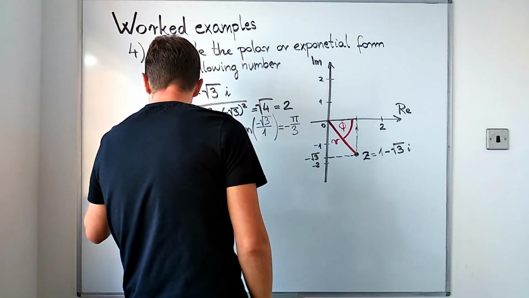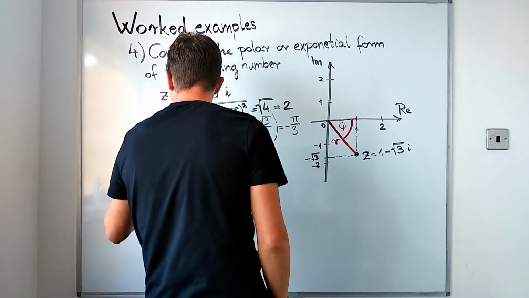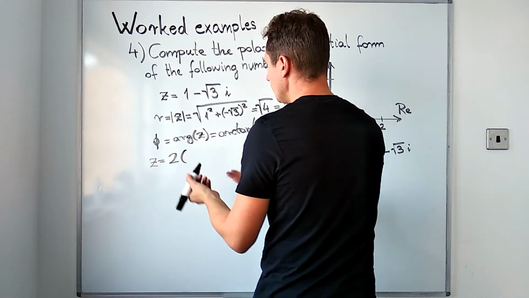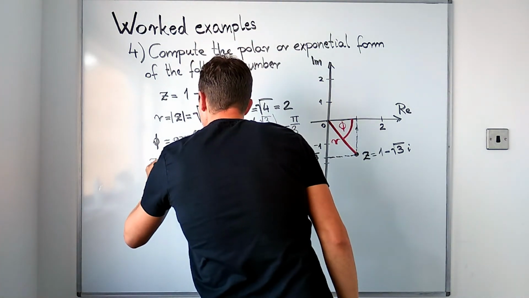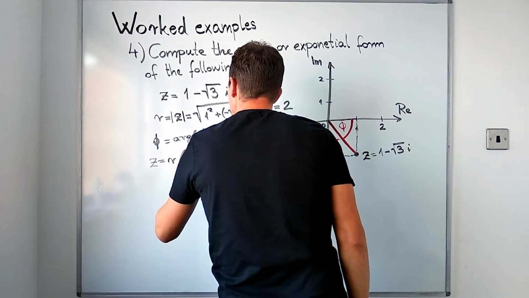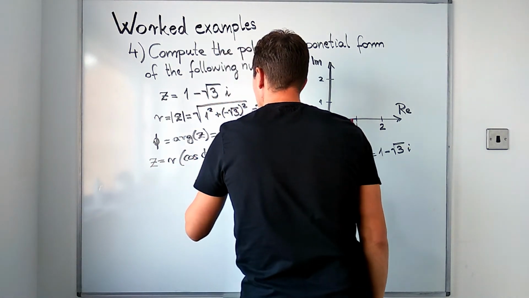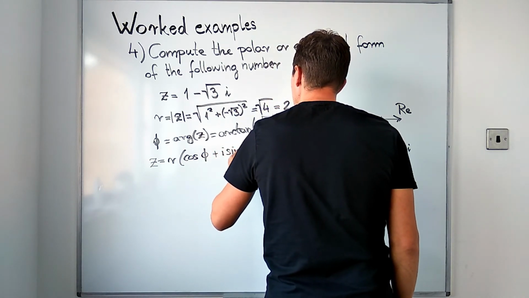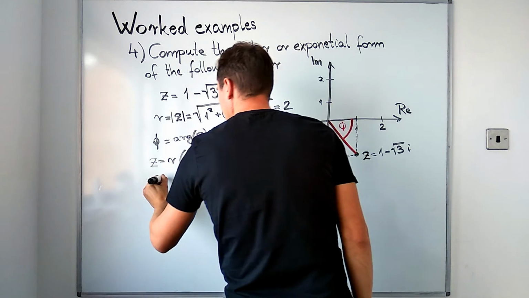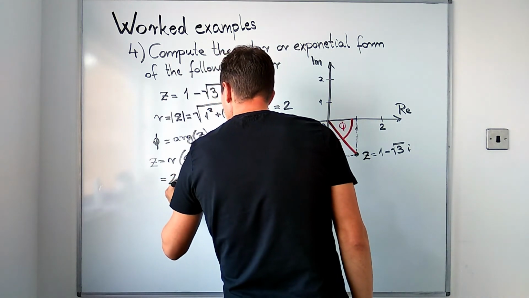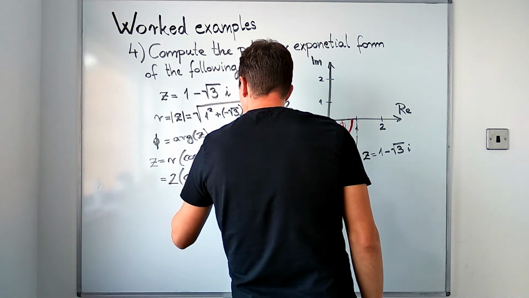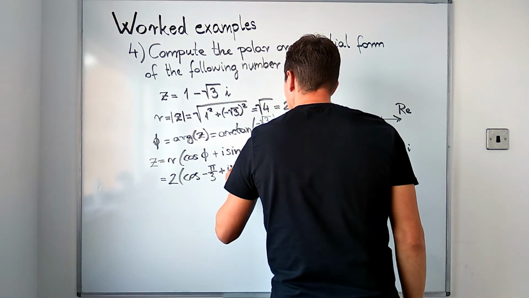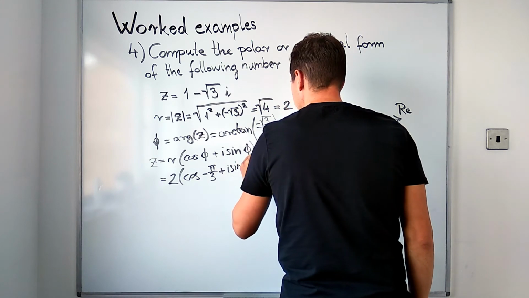Okay, so now we are ready to write our complex number in its polar form, which is just the modulus multiplied by the cosine of the argument plus I times the sine of the argument. So in this case, z is simply twice the cosine of negative pi over 3 plus I times the sine of negative pi over 3.